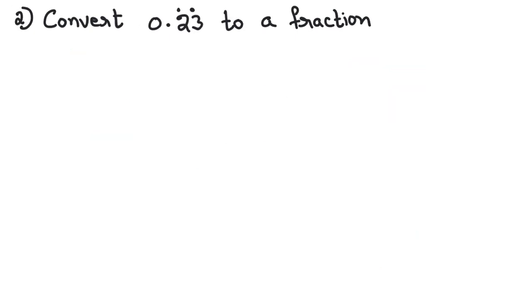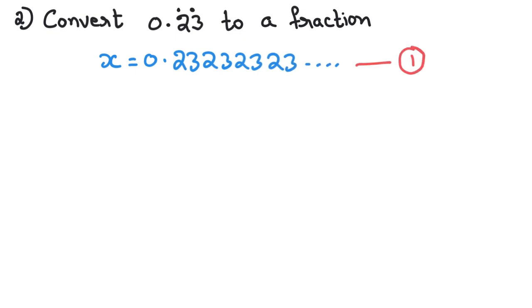Let's try this. Convert 0.23 and the dots are over 2, 3. That means 2, 3 is repeating, is recurring, 2, 3, 2, 3, 2, 3 and so on. We have to convert this to a fraction. So what's the first step? We learned: let x be equal to 0.23232323 and so on. Let us label this equation as 1.